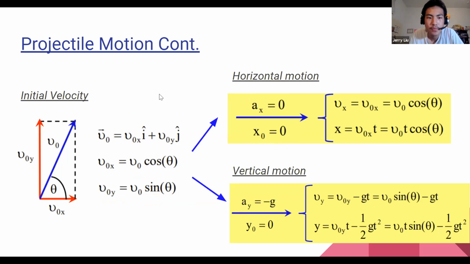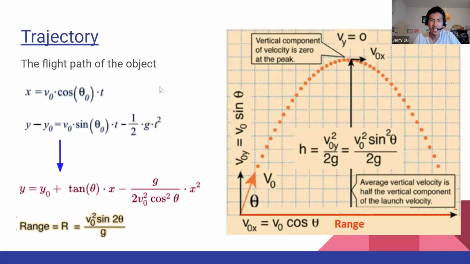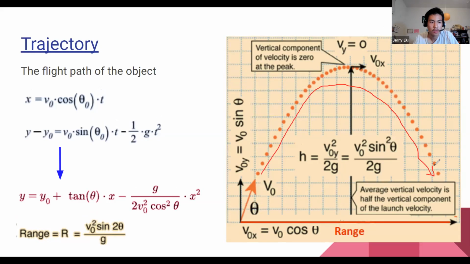Okay, so I'm gonna continue. Trajectory is obviously the path that's taken when an object is in flight. Here, you have to relate it in terms of y and x. So x is obviously equal to these.